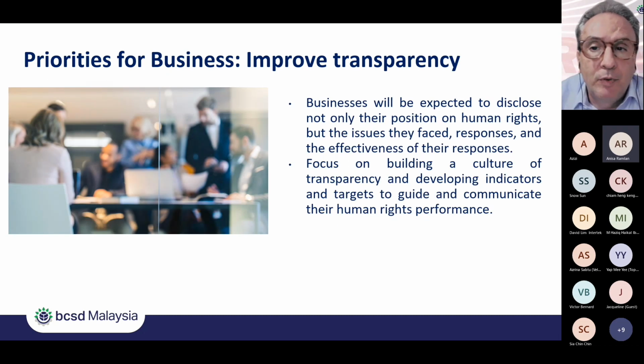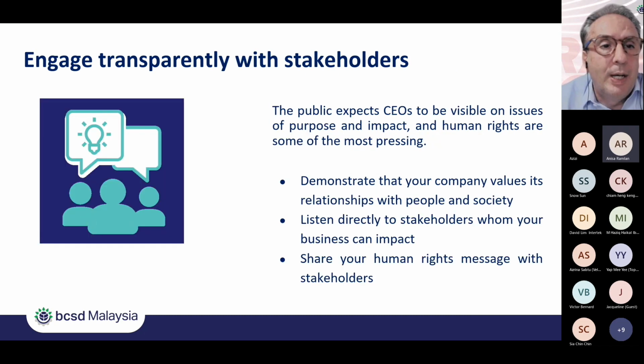Priorities for business: improve transparency. As human rights awareness is increasing among stakeholders, businesses will be expected to disclose not only their position on human rights, but the issues they face, the responses, and the effectiveness of their responses. So full transparency and full disclosure. Companies should focus on building a culture of transparency and developing indicators and targets to guide and communicate their human rights performance. So engage transparently with stakeholders.